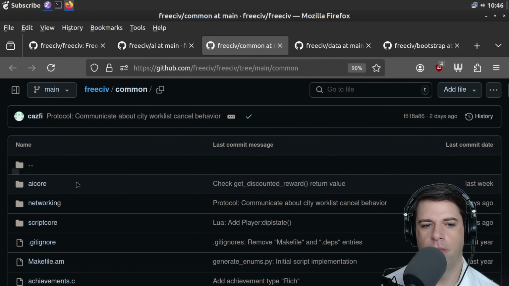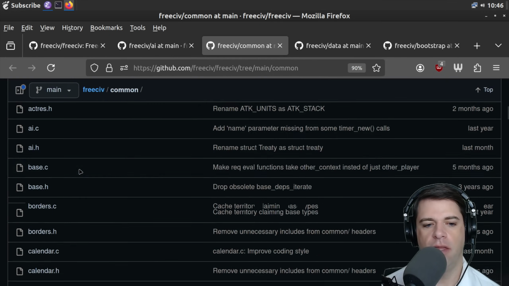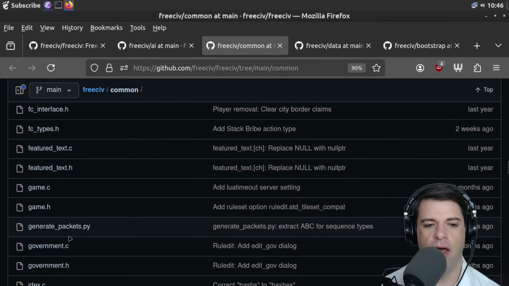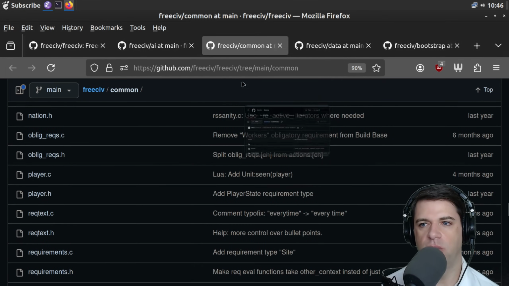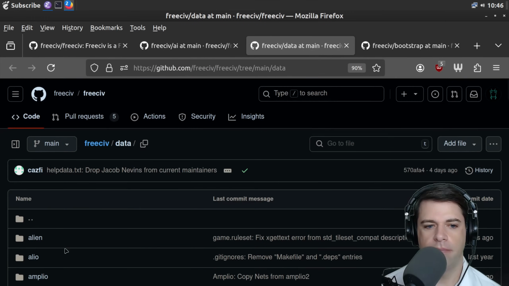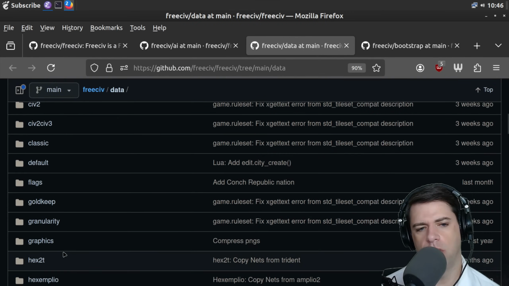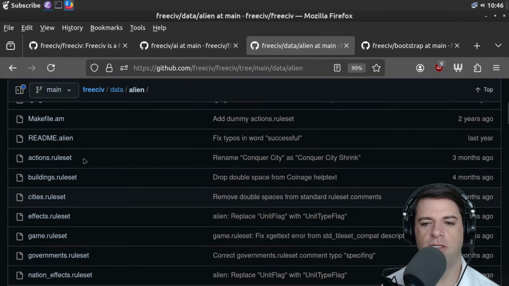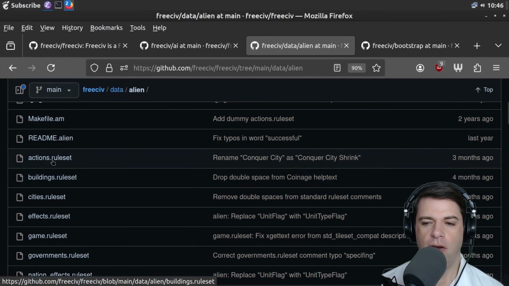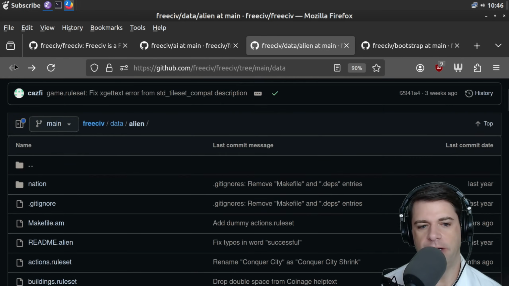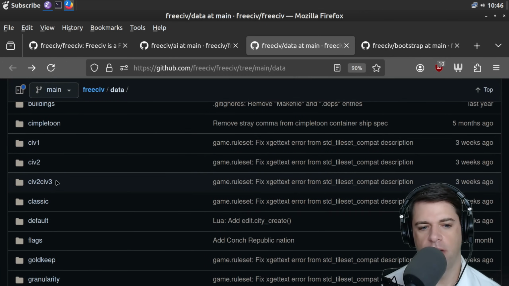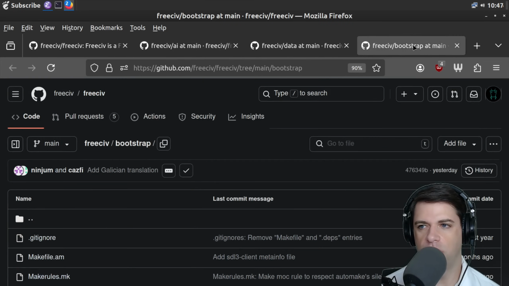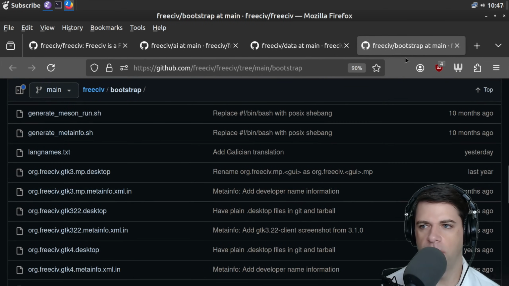And then here in common, we have AI core, networking, and things that look game related, like calendar, citizens, chat, client, utils, combat, disaster, extras, generate packets, etc. So let's pull this out. I think this is where I want to be. And then what's in data? Data looks interesting. They have aliens. I didn't realize there were aliens. We have these .ruleset files. I don't know if these are specific to Freeciv or if there's a general ruleset file format. Okay, so data seems possibly interesting. We'll keep it alive. And then these other things are also possibly interesting, except Bootstrap is probably not so important.